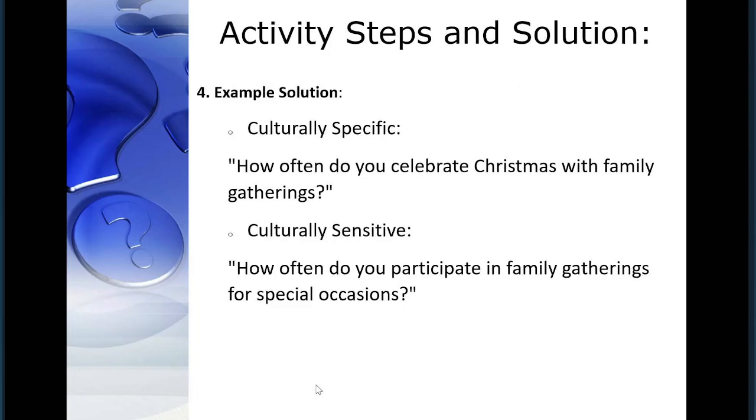Yes. Now you can see the first question is culturally specific, and thus not a culturally sensitive question. How often do you participate in family gatherings for special occasions? So you see the revised question respects cultural diversity, allowing people of different backgrounds to answer without cultural bias. Please note down these points.